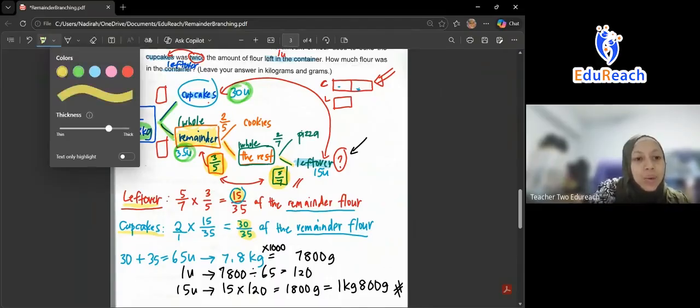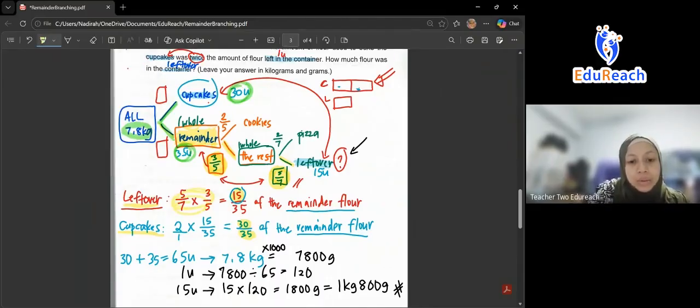Okay, so why do I multiply these two? Is because of the branch. Okay, the leftover is from this branch and this branch. That's how it originates to the remainder, right? I use it like its path, its pathway. That's why I multiply these two fractions, okay?